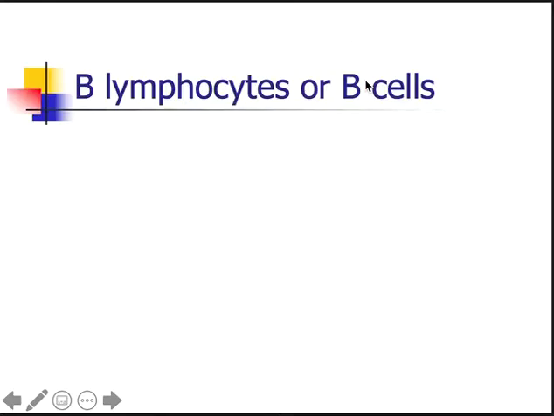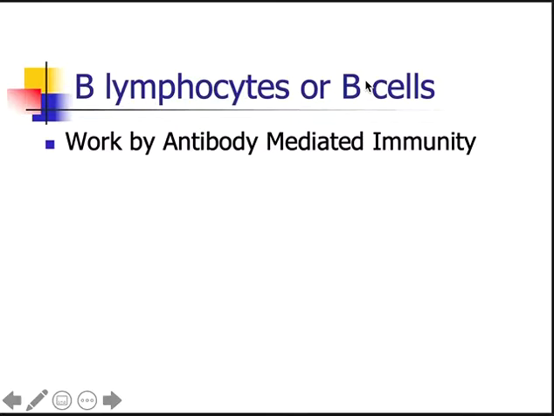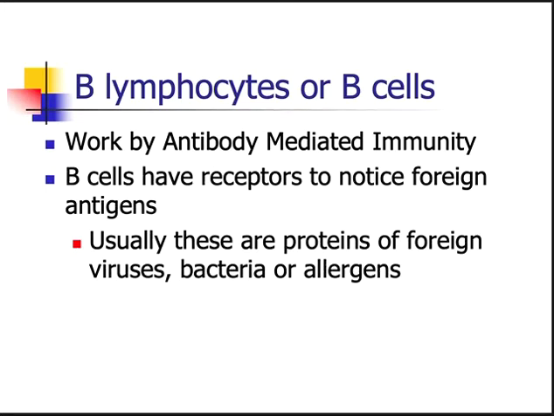Okay, so B lymphocytes are B cells, okay? They work by antibody-mediated immunity, or humoral immunity. And at the very end of this lecture, I have a messy handwritten little chart for you to help you. Okay, so B cells have receptors, which I've talked about and showed you on the last slide, and those receptors will bind with their corresponding and specific antigen.